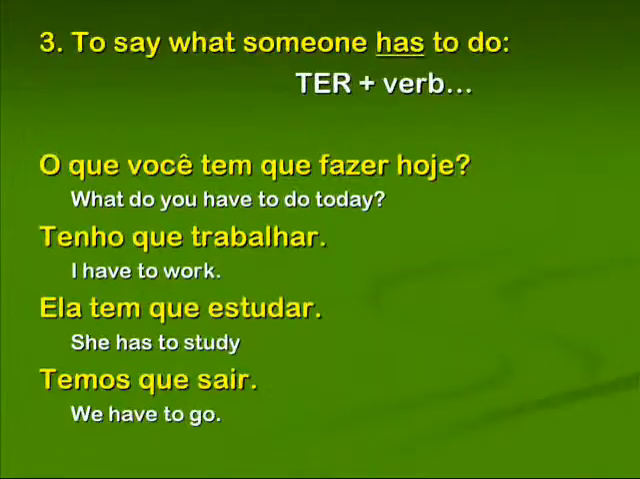Okay, a third use of the verb ter is to say what someone has to do. We use the verb ter conjugated plus a verb in the infinitive, or the unconjugated form. Okay, very simple, very similar to using the same expression in English, right? What do you have to do today? O que você tem que fazer hoje? And I might say, I have to work. Tenho que trabalhar. Or she has to study. Ela tem que estudar. Or we have to leave. Temos que sair. So again, we just take the verb ter, conjugate it, add the word que, and a verb.